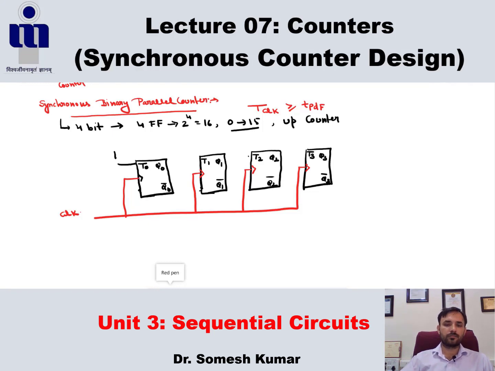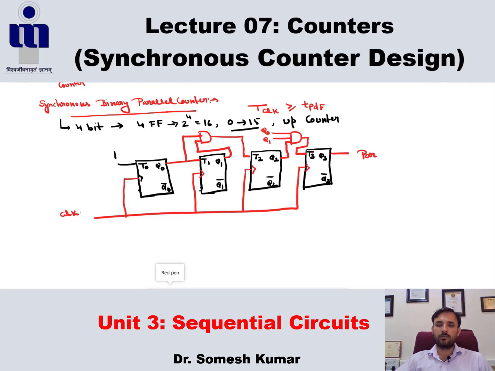And this Q0 is connected to this, and after that one AND gate is used, and this is connected to our T2. Now the other AND gate is used. In this AND gate, one input is this and the other input is Q1, and the Q0, and this is given to T3. Fine. So this is our parallel counter.